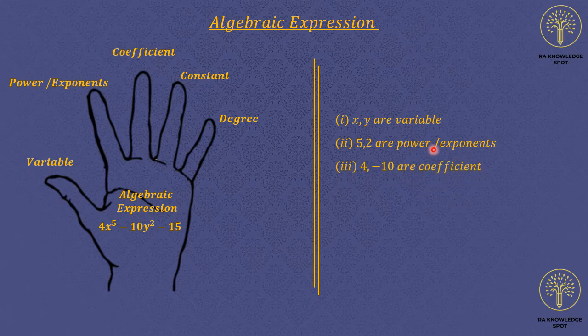Next, this 4 and this minus 10, whatever the sign is here, you have to call with the sign actually. 4 and minus 10 are called the coefficients. The numbers that are written with the variable are called coefficients. Next, this minus 15, or the number that is not written with any kind of variable, that is actually alone, that is called constant.